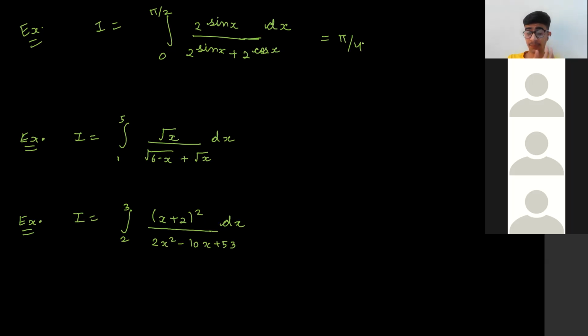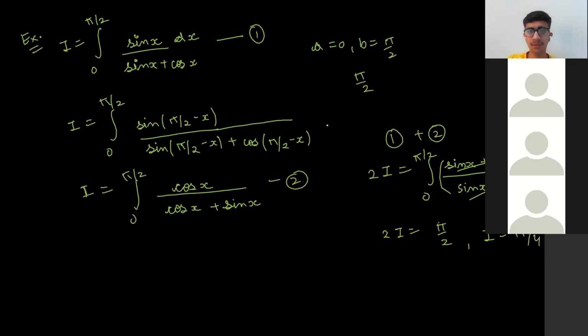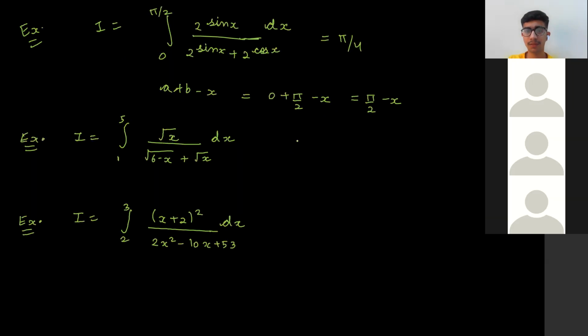Try the second one. Shantanu and Ansh, any doubts in the first question? I don't get how to solve it. You're not able to solve it? Substitute a plus b minus x, where a is 0 and b is pi by 2. So 0 plus pi by 2 minus x, which will be equal to pi by 2 minus x, right? In place of x, put pi by 2 minus x and see what I comes to. Same as this question. Add these two integrals and the terms will cancel out.